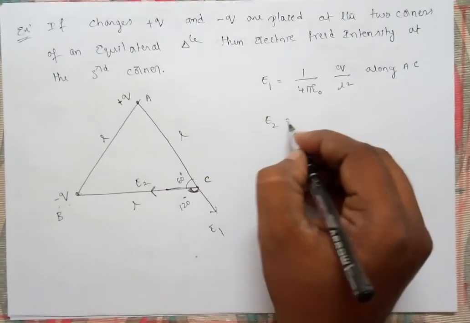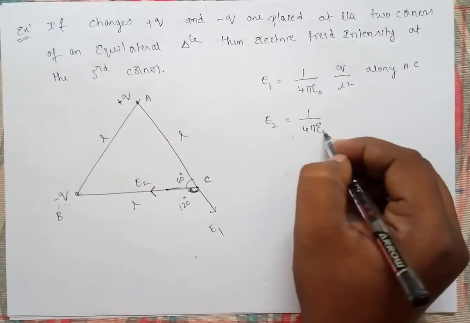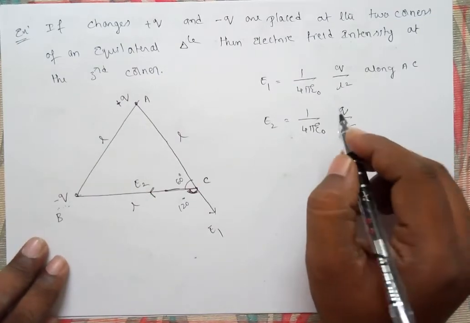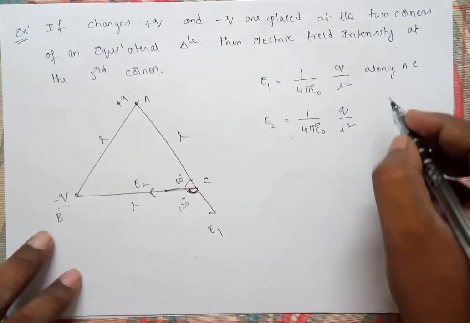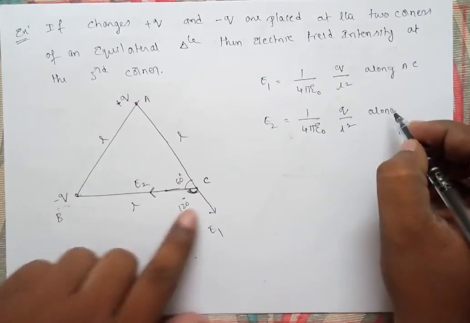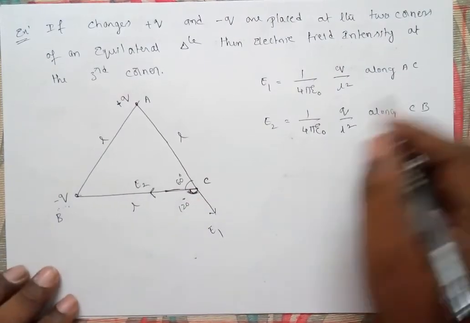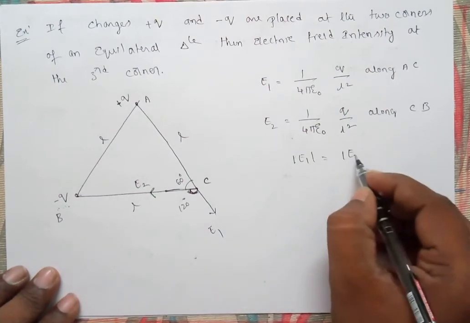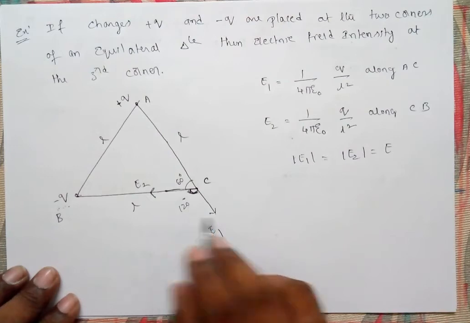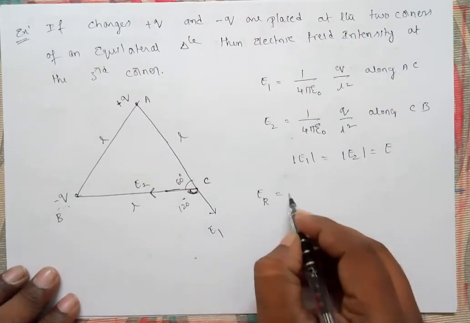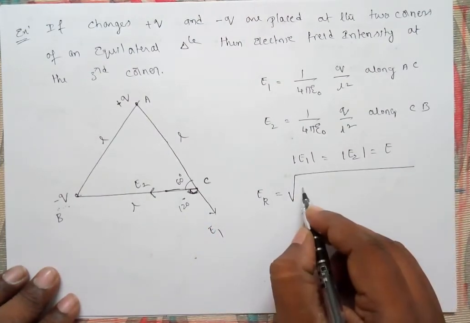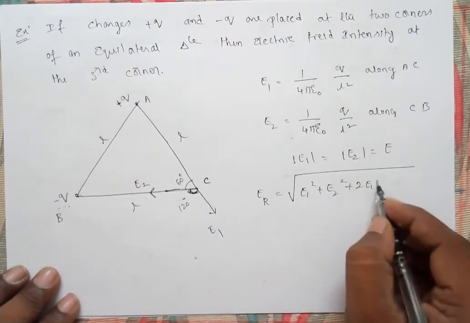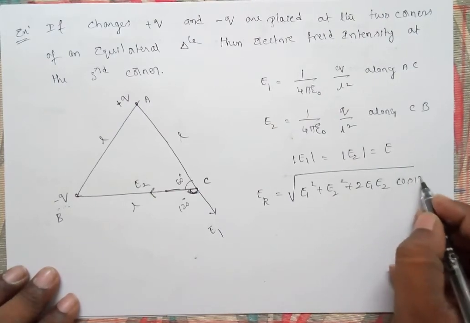Now E2 means 1 upon 4 pi epsilon naught Q by L square, and along now it is reversed, along the CB. Therefore the angle is now 120 degrees, and again the magnitudes are equal. Now only the angle is different, so the resultant electric field intensity you can write as under root of E1 square plus E2 square plus 2 E1 E2 cos 120.